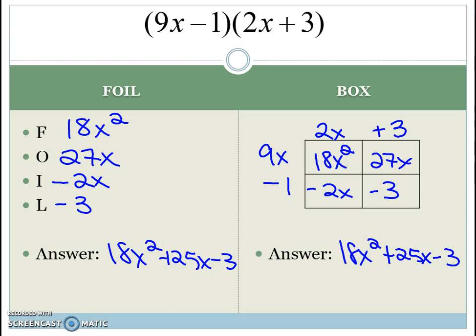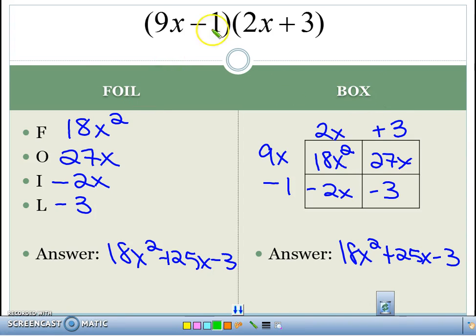So let's take a look at another binomial by binomial. Let's look at FOIL and box. So you're going to do 9x minus 1 times 2x plus 3. So you're going to take 9x and do FOIL and multiply by 2x, which is 18x squared. You take the 9x again and multiply by 3, which is outers, that's 27x. You take this negative 1, multiply by 2x, which is negative 2x. You take this one, multiply to 3, which is negative 3.